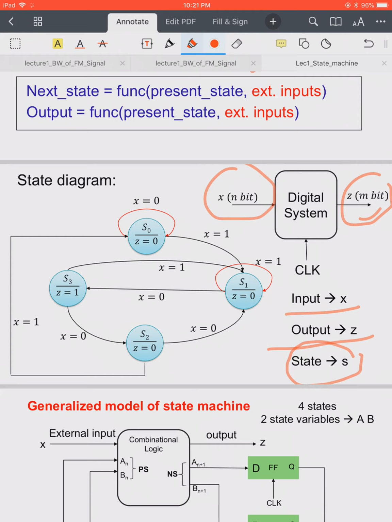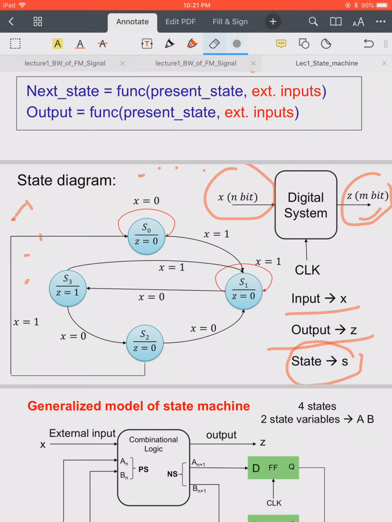There are 4 states, which means I need 2 state variables, right? If I want to digitally store them, 4 states means 2 state variables. Suppose AB, because 4 states are 00, 01, 10, 11, right? So the behavior of the system is defined by this diagram.